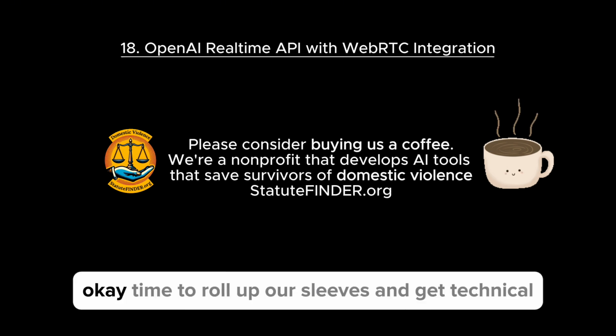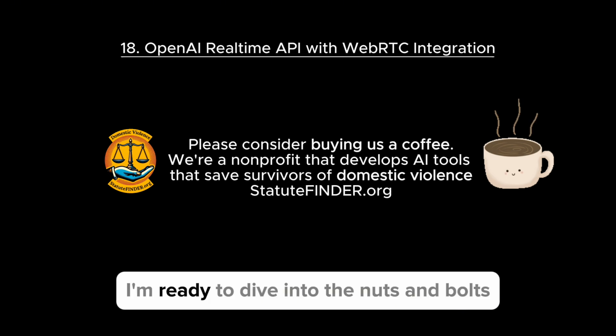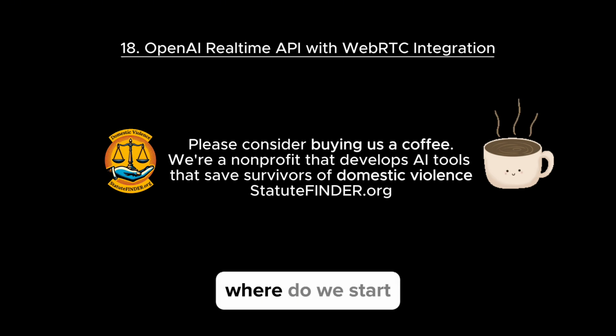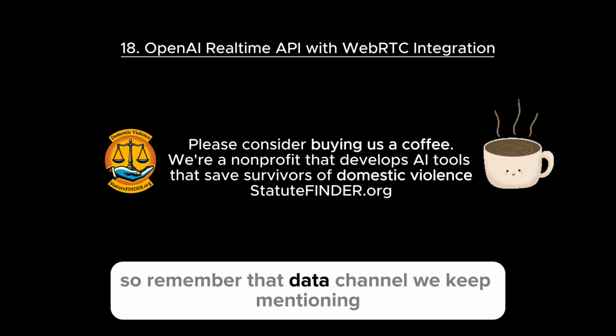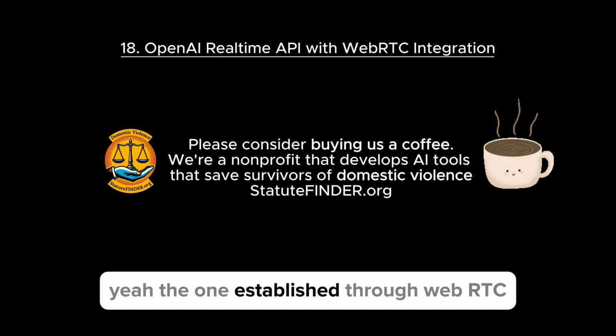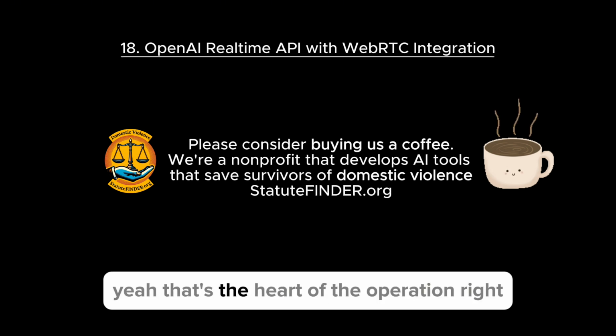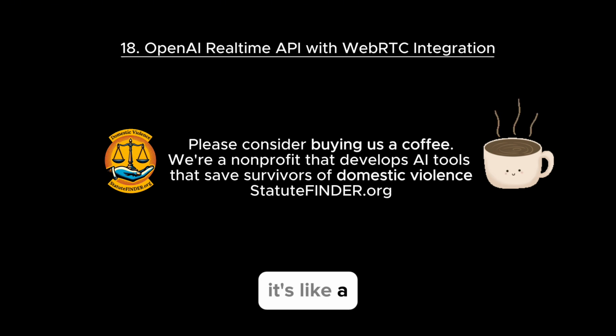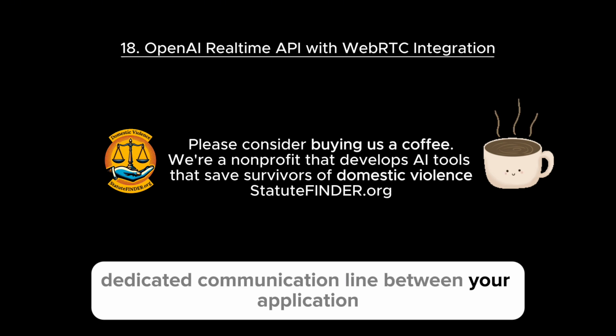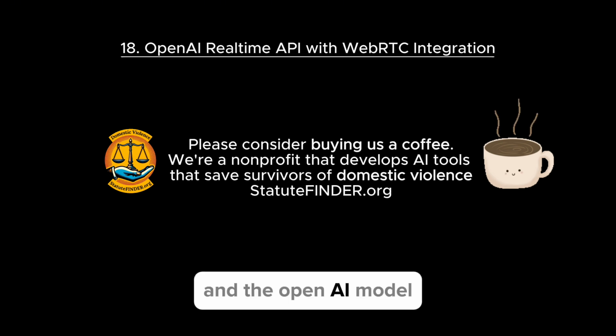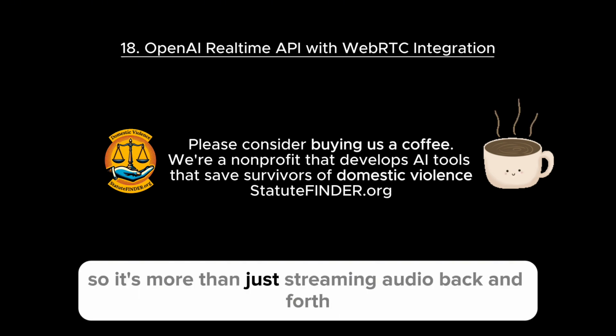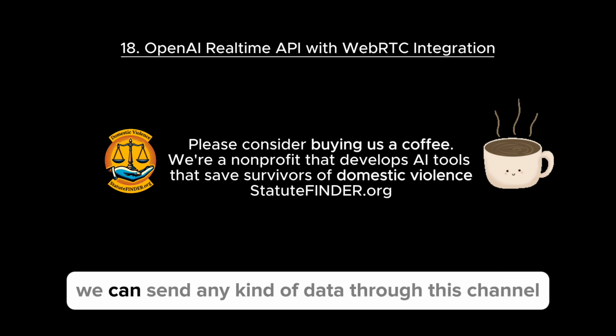Okay, time to roll up our sleeves and get technical. I'm ready to dive into the nuts and bolts. Where do we start? So remember that data channel we keep mentioning, the one established through WebRTC? That's the heart of the operation. It's like a dedicated communication line between your application and the OpenAI model. So it's more than just streaming audio back and forth like we talked about with voice assistants. We can send any kind of data through this channel.